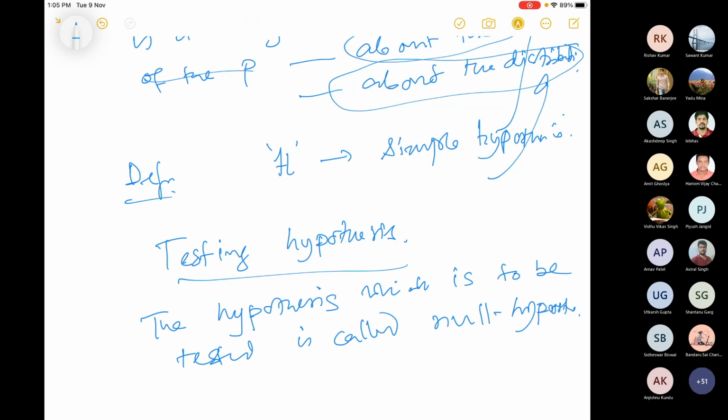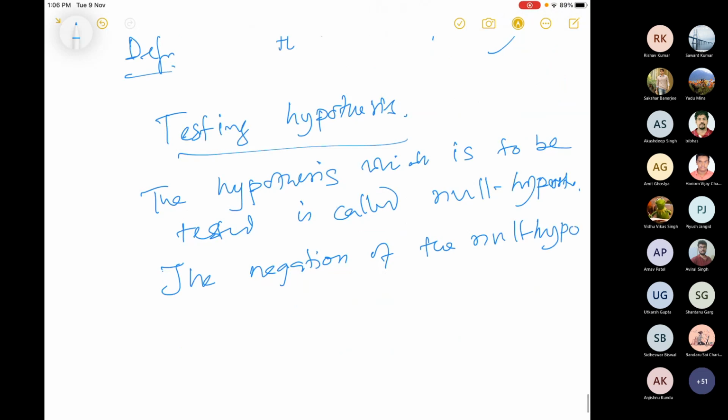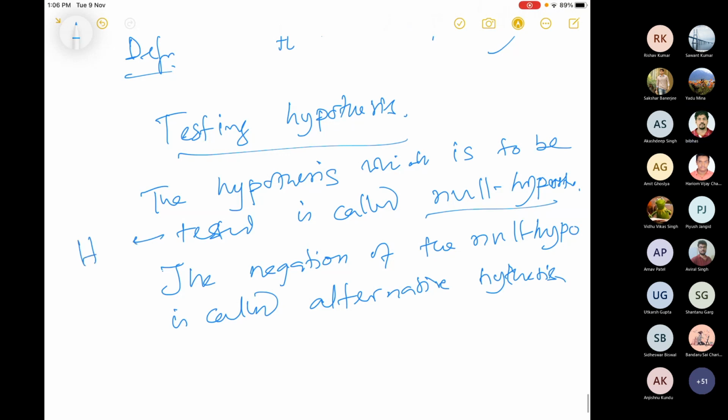Okay, these are standard terms. The negation of the null hypothesis is called the alternative hypothesis. They use different notation for this: for the null hypothesis, they denote it as H naught, and for the alternative hypothesis, they write HA. Now, what is the hypothesis? What is the statement? What is the null hypothesis?